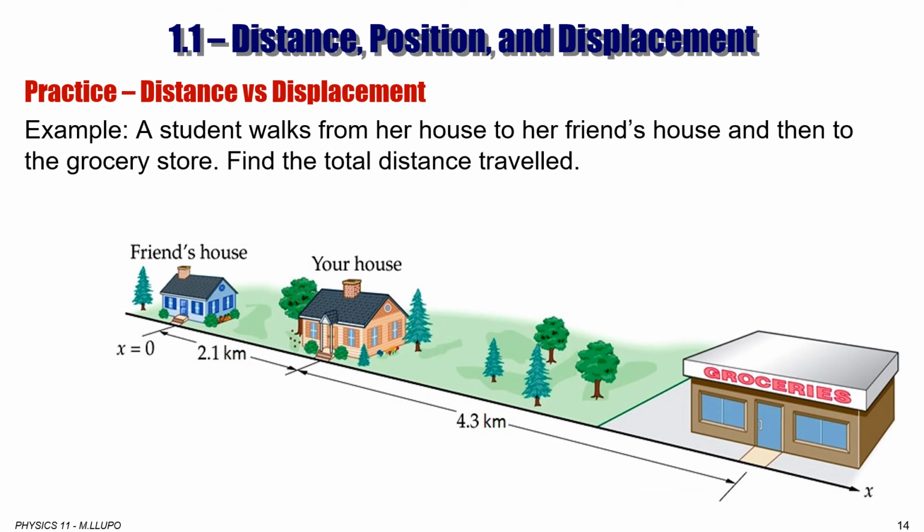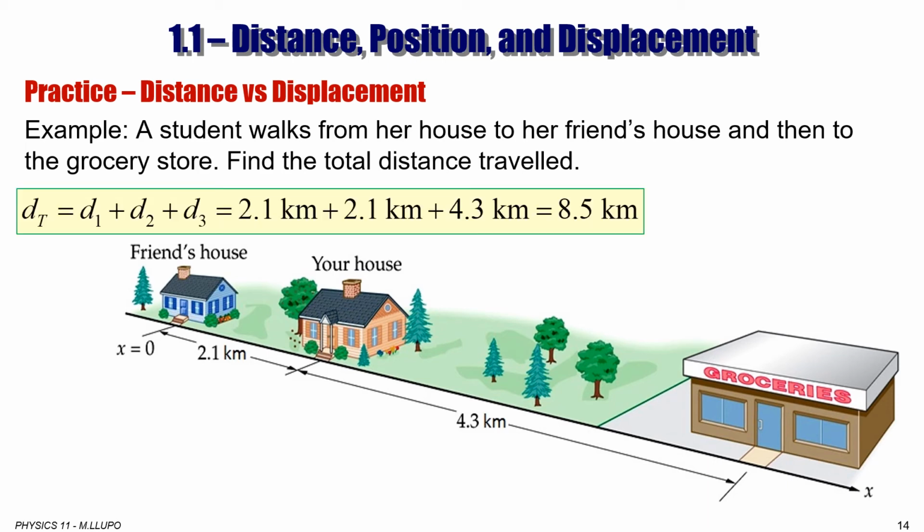Now, if we review, distance is the total length of path traveled. Displacement is about start and end, the change in position. So here is an example. A student walks from her home to her friend's house and then to a grocery store. Find the total distance traveled. So you see that the total distance traveled matters in any direction that you go.